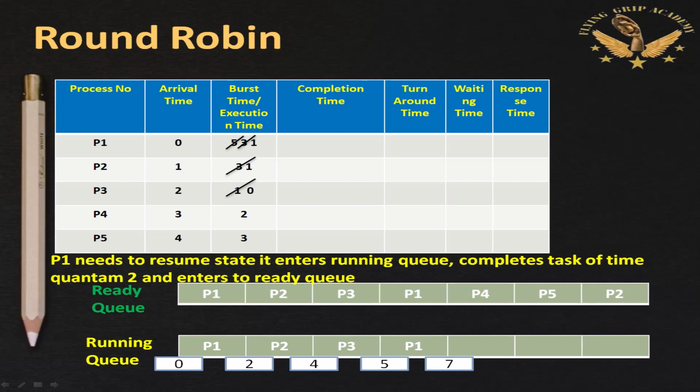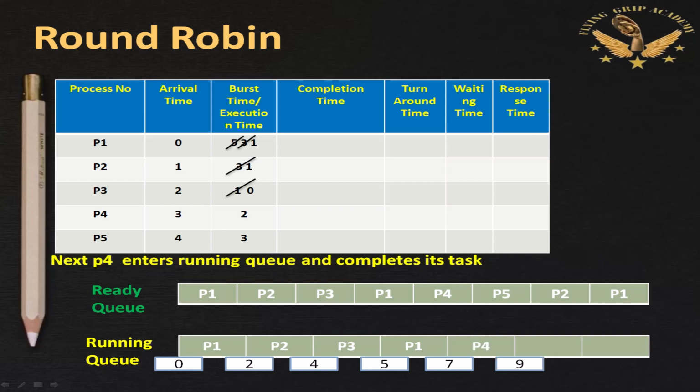Now P4 has entered. Next we are going to bring P4. P4 has only 2, so P4 will complete its execution. At 2, P4 has completed its execution completely. Now P3 and P4 have completed their execution. Now we are going to bring P5.